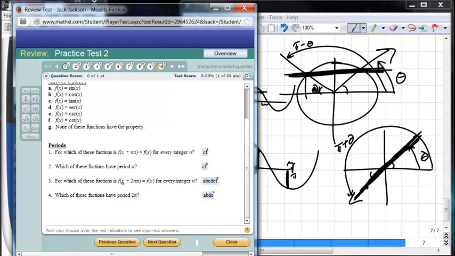Now, which of these have f of x plus 2n pi equals f of x for every integer n? All of them do that. So which have period 2 pi? Well, A, B, D, and E, that's sine, cosine, secant, and cosecant have period 2 pi. Tangent and cotangent have period pi. So even though they do repeat, the period is going to be the shortest amount you can repeat.